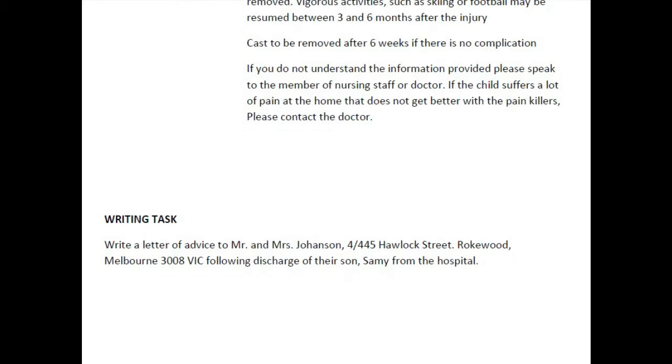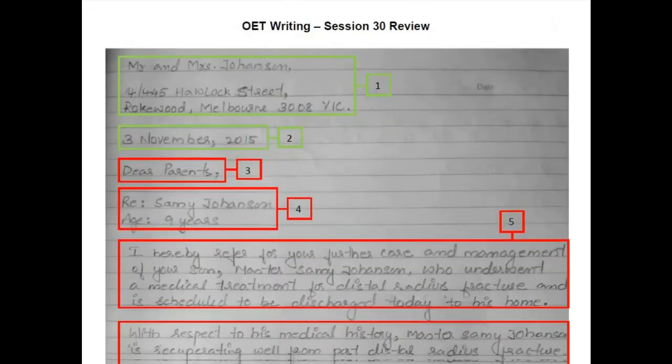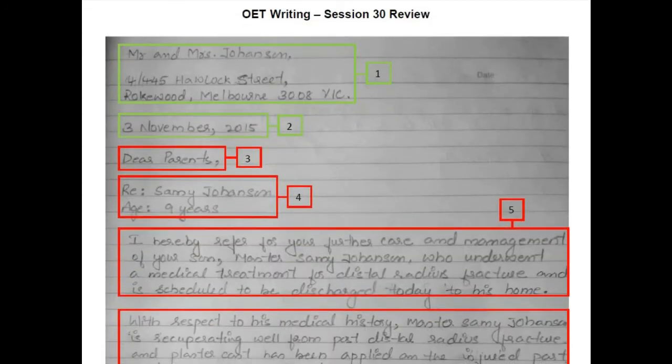Now let us see how we can write a letter with the help of a sample letter written by a candidate from India. The address and date written are correct, but while writing the date, it is much better to write the date in two-digit format, that is 03 November, 2015. The salutation written is correct, but since the name is specified in the case note, it is better to use the name in the letter. The reference written is not that perfect. First of all, the title Master is missing in the reference, and second, it would be better if you could write the reference in one single line like RE Sammy Johansson, 09 years.